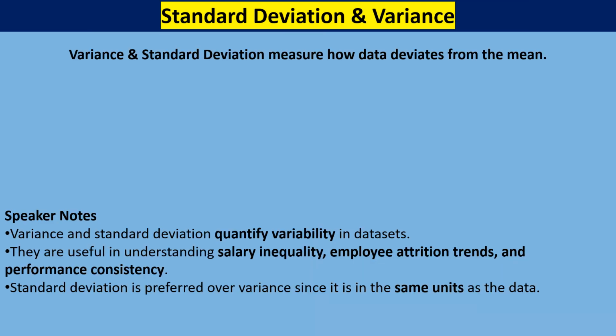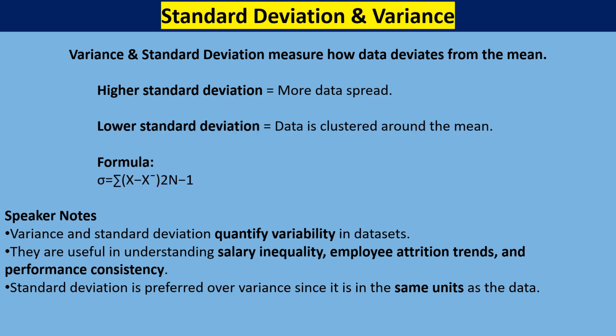Standard deviation and variance. Variance and standard deviation measure how data diverges from the mean. Higher standard deviation means more data spread. Low standard deviation means data is clustered around the mean. Variance and standard deviation quantify variability in datasets. They are useful in understanding salary inequality, employee attrition trends, and performance consistency. Standard deviation is preferred over variance since it is in the same unit as the data.